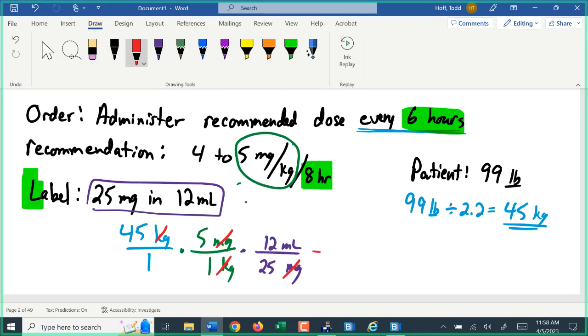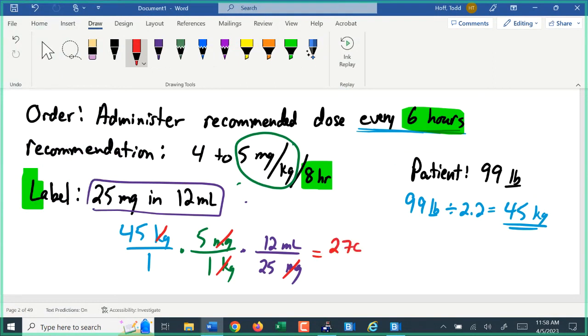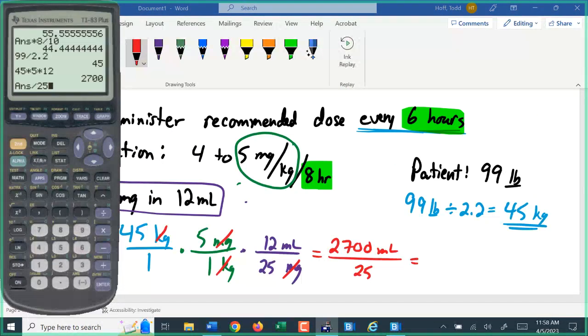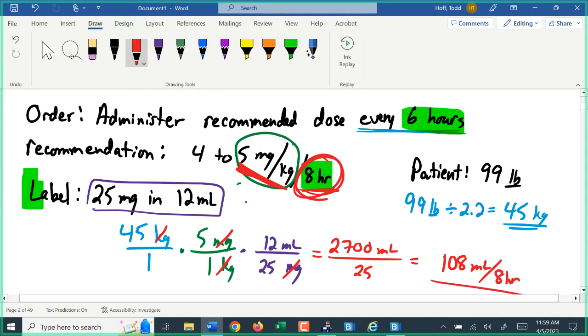So on top, we have 45 times 5 times 12, giving us 2,700. On bottom, 1 times 1 times 25 is just 25. So we divide that out. 2,700 divided by 25 is 108. This is 108 milliliters. And now we need to bring our time frame back into it. We calculated this off of this recommendation, the 5 milligrams per kilogram, so it's that time frame of per 8 hours that's attached to that. That is what we have attached to our calculation right now.